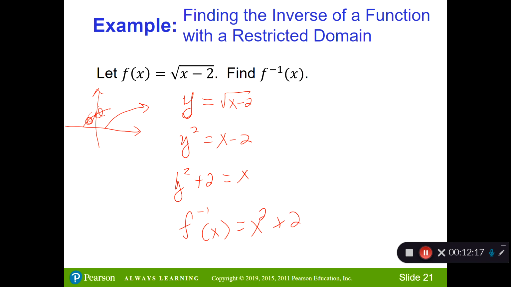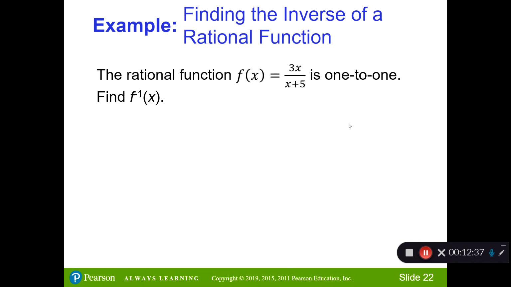But now x squared plus 2 would be a parabola that shifted up 2 units, which has 2 branches like that. Look at the symmetry across the line y equals x. Only this branch should be used. So we need to restrict the domain here to be x greater than or equal to 0. This rational function is 1-to-1.